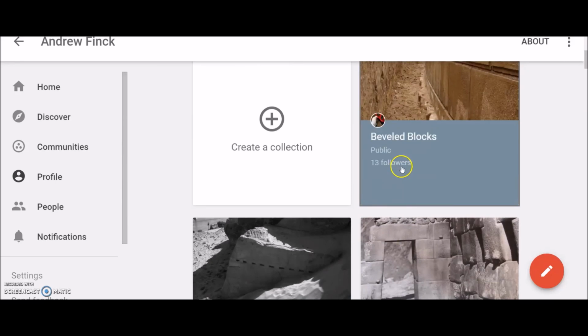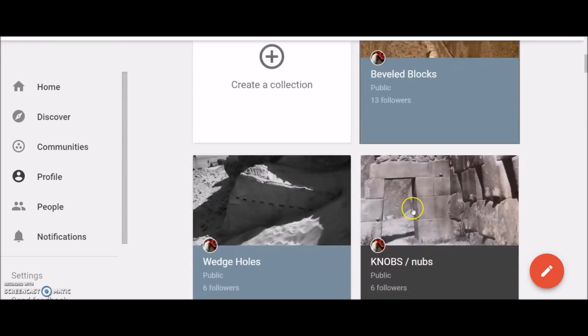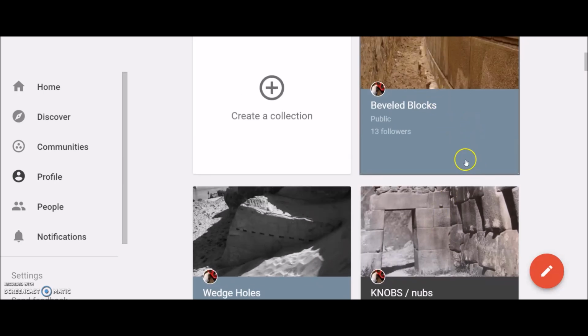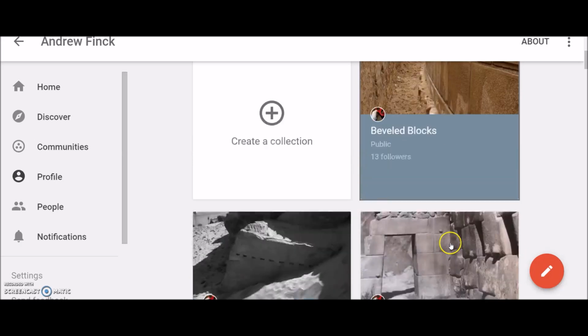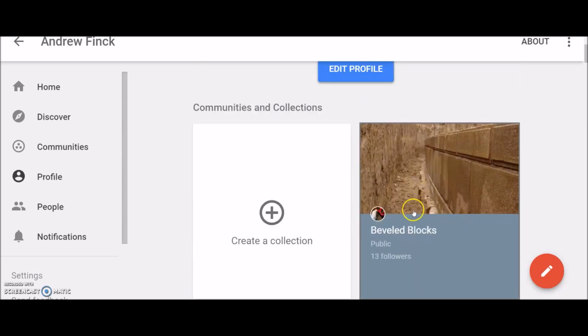I'm still focusing on the bevel blocks, but if you guys have any sites you want to recommend or any pictures you want to recommend, let me know. The knobs and nubs I've tried to give a little bit more attention to because I can easily transfer a lot of photos that I already have from the bevel block album. But there's a lot of South American stuff in there too. So let's get back to the list, and I have a news update for you guys as well.